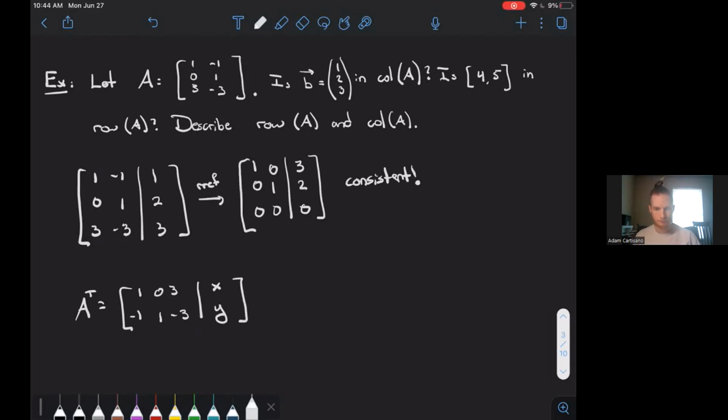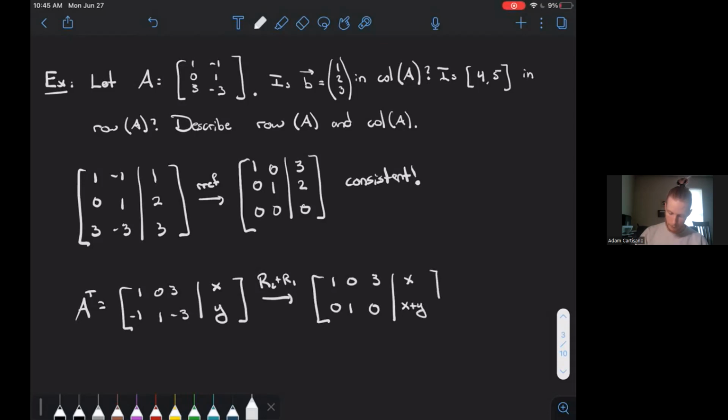And then I'm just going to add the first row to the second row. So row 2 plus row 1: 1, 0, 3, x, and 0, 1, 0, x plus y. Then we pause. Wait a second.